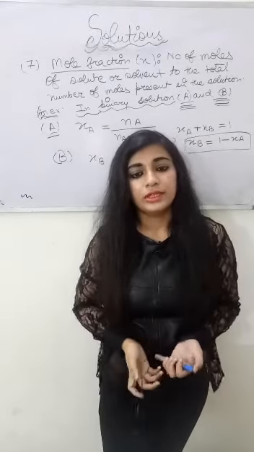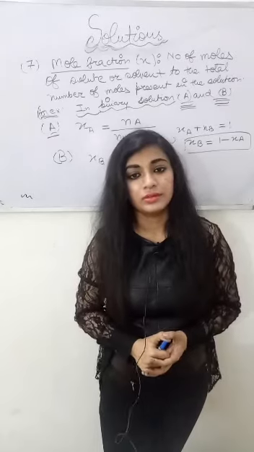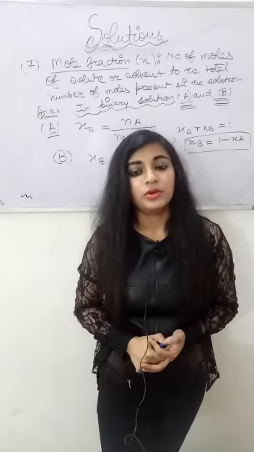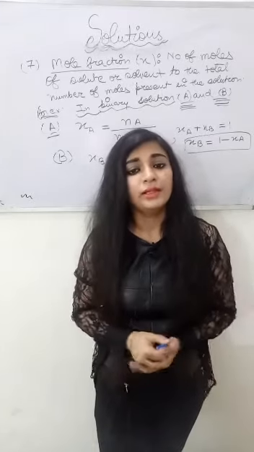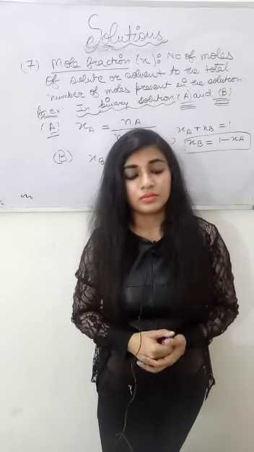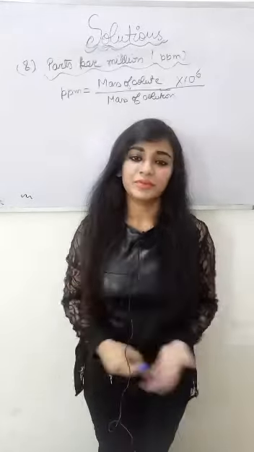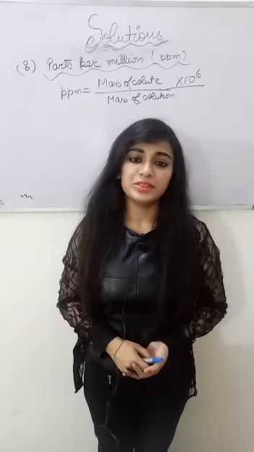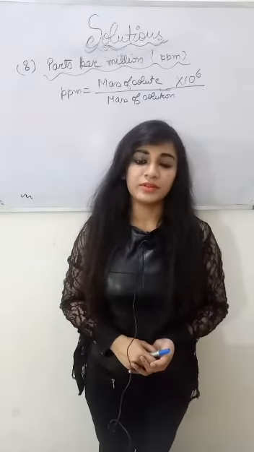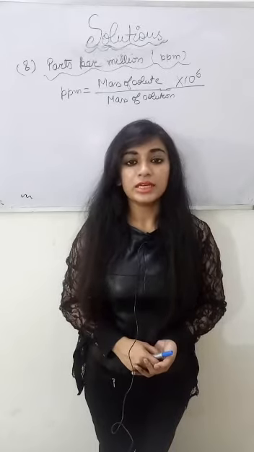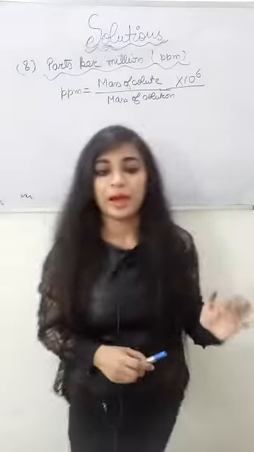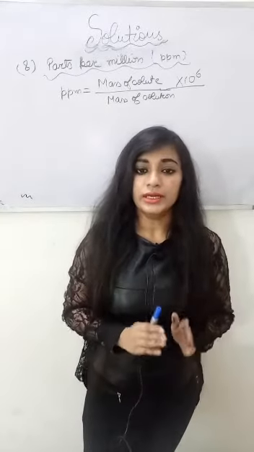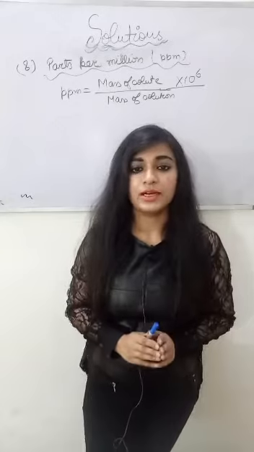So here we are done with another concentration term, that is mole fraction, and the numericals I will discuss in solution part 3. Many times I mentioned this. Now we are left with one more concentration term. The last concentration term that we are going to study is parts per million. What is parts per million? The direct formula we are going to apply is mass of solute by mass of solution into 10 raised to power 6.